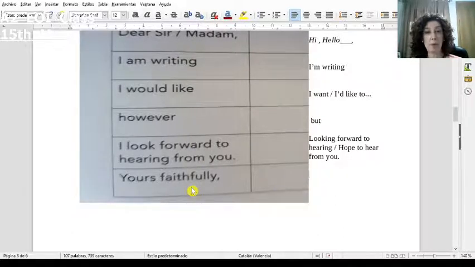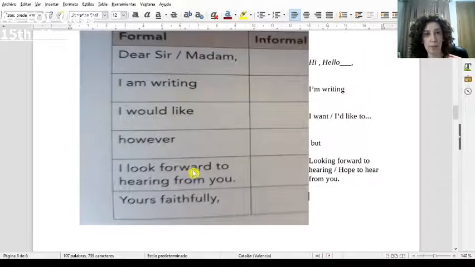I així poden despedir-se yours faithfully, perquè no sabem el nom de la persona que va dirigida, i en la carta com se despedien. Best wishes. Què més? Regards, kisses, whatever.